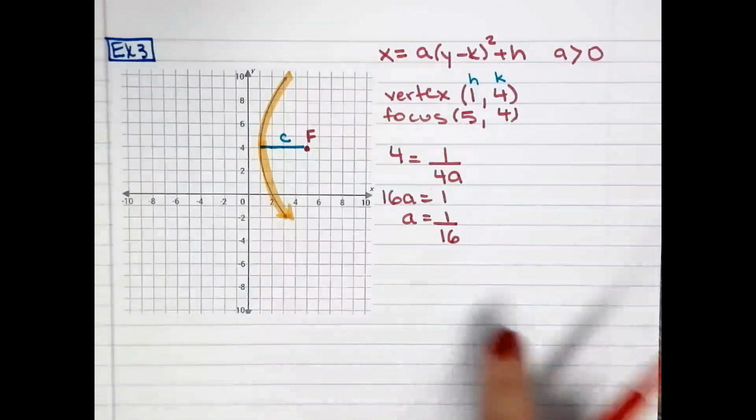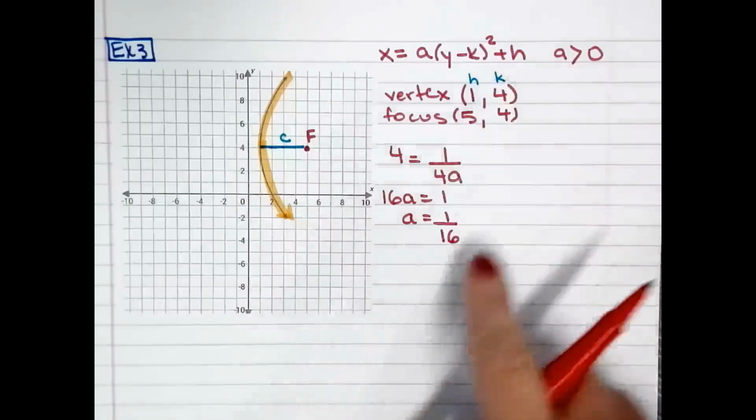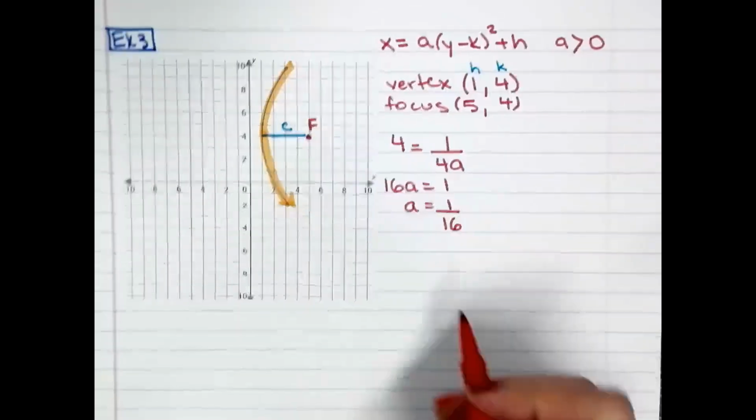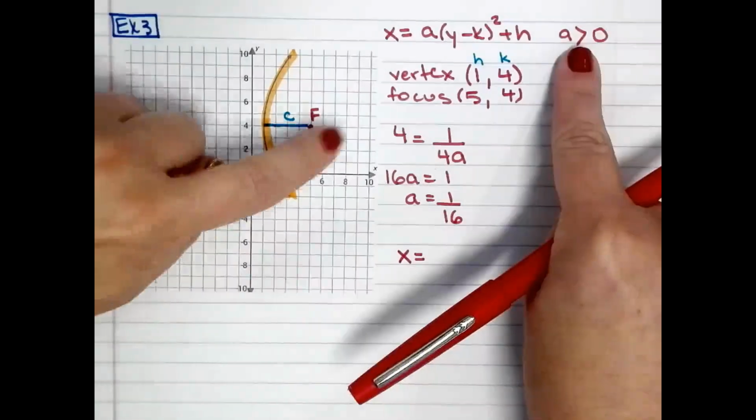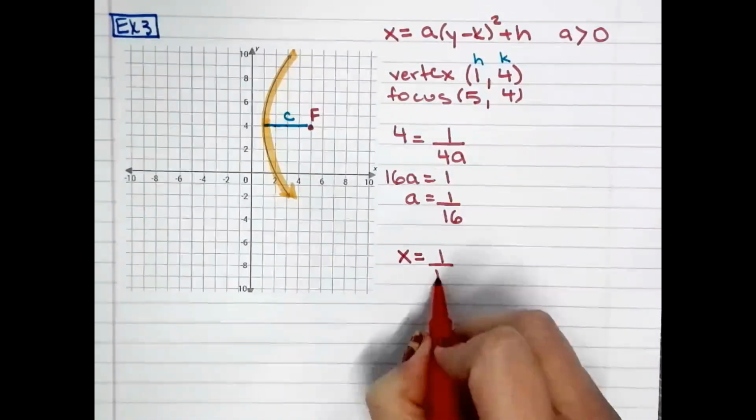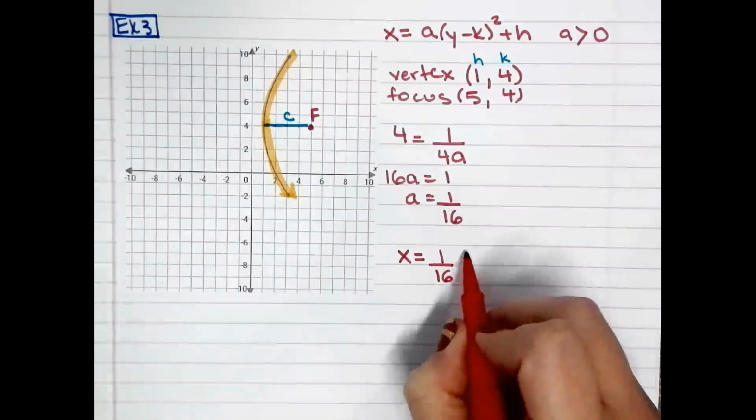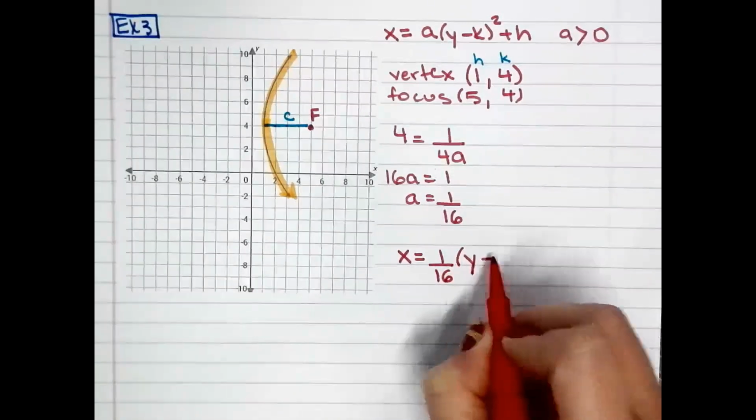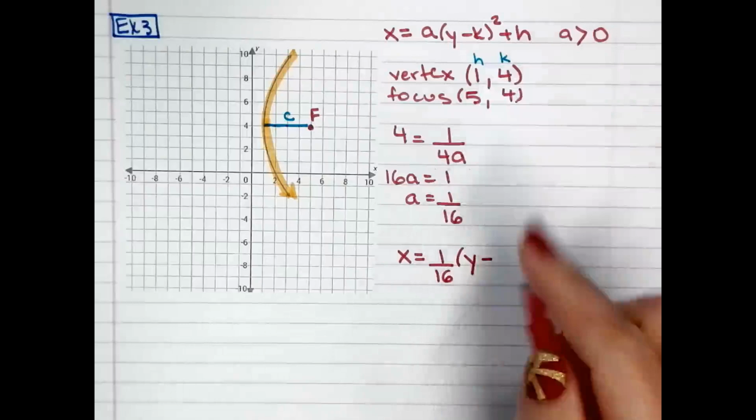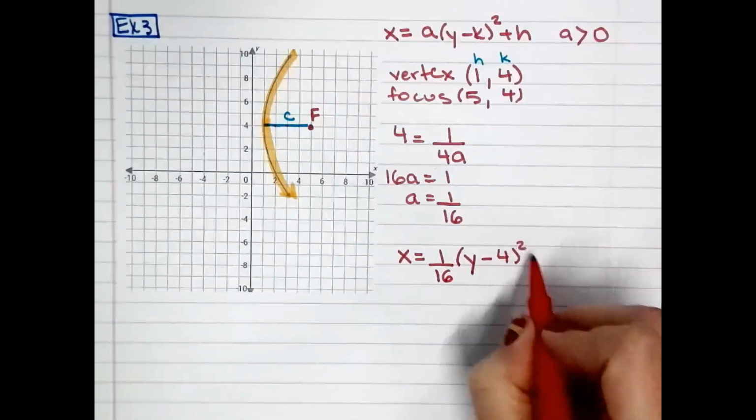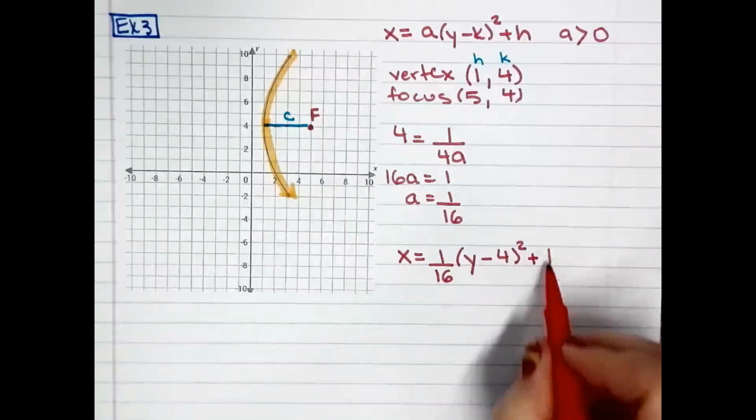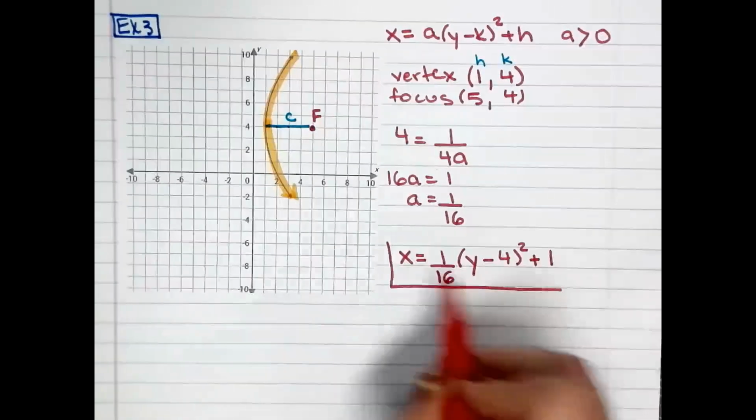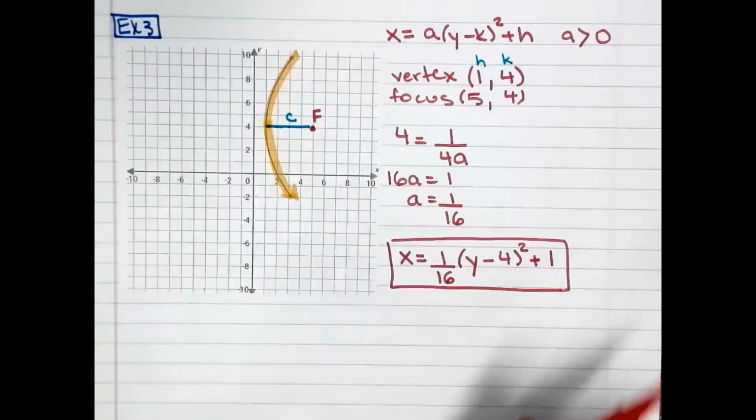Okay, now what? I have a, h, and k. Bring it all together right there. So x equals, a is positive because it opens right. Y minus k, k is 4, squared, plus h, h is 1. The end.